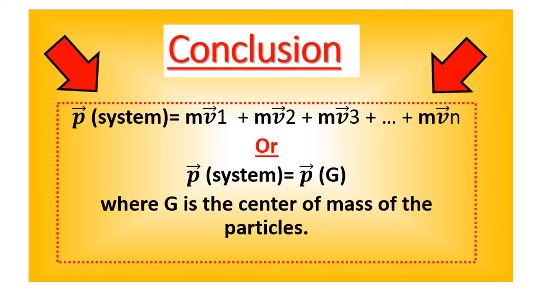So as a conclusion, the linear momentum of a system, P system, equals m1 v1 plus m2 v2 etc., which is summation mi vi, or P of the system equals P of the center of mass of this system.